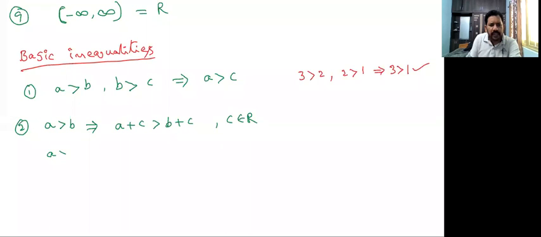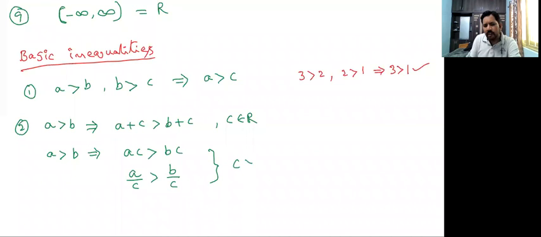If A is greater than B, that implies AC is greater than BC, or A divided by C is greater than B divided by C. In this case, C is always greater than 0.